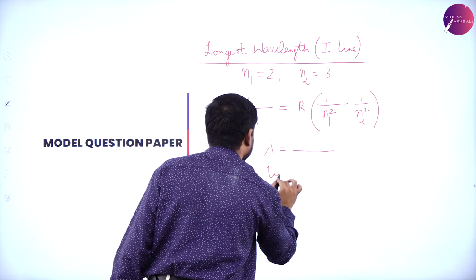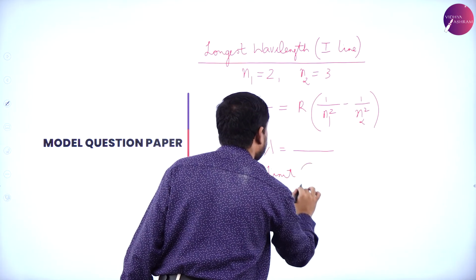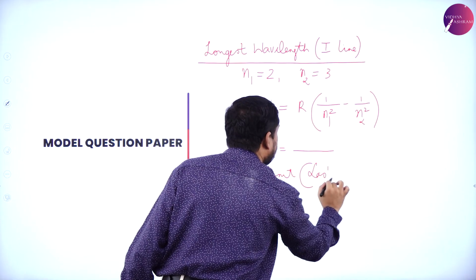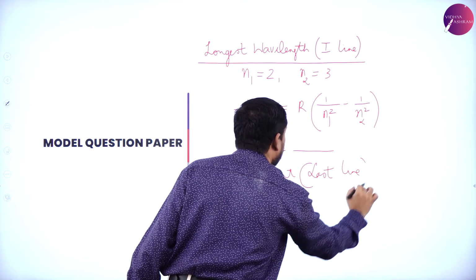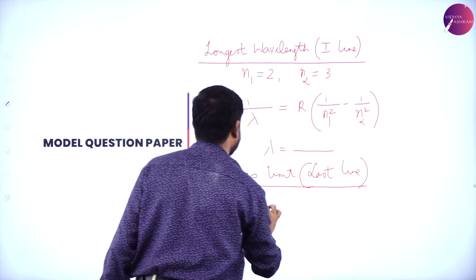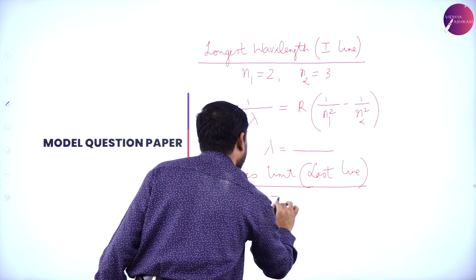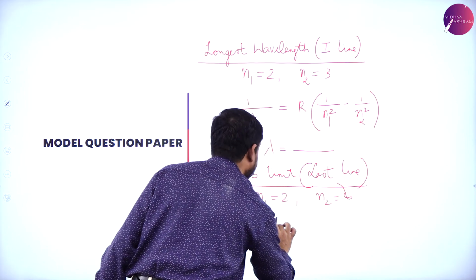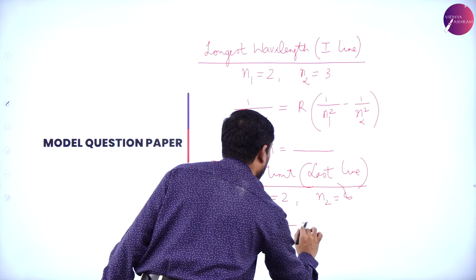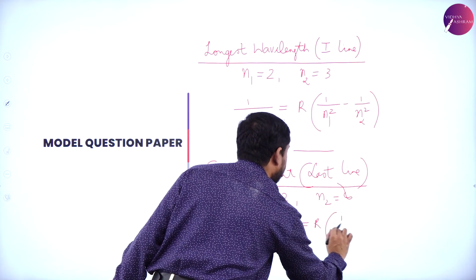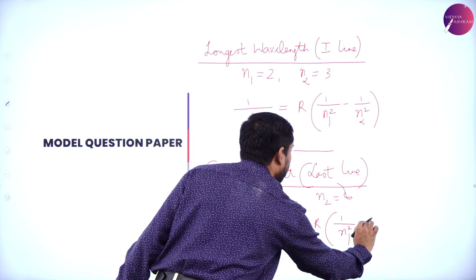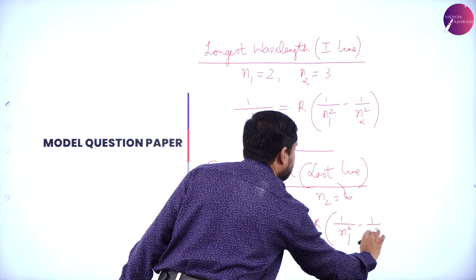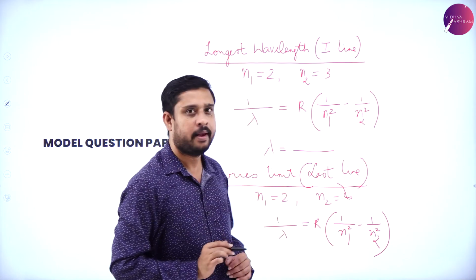Series limit, wavelength of the last line of the given series, where N1 is still 2, N2 is infinity. Again use the same relation. We will arrive at the answers.